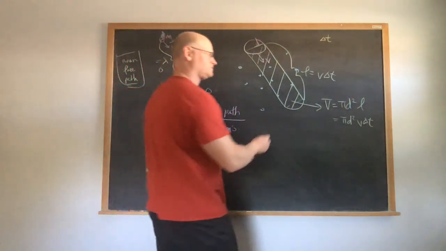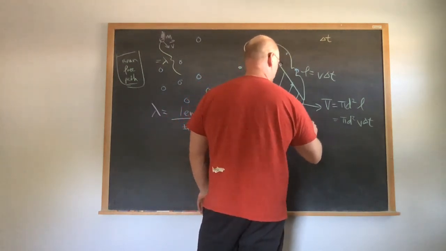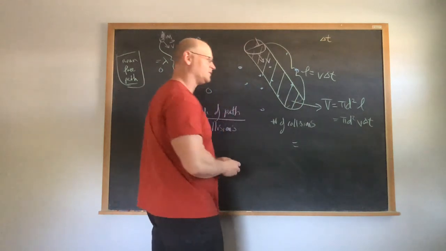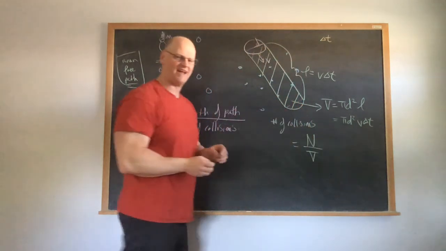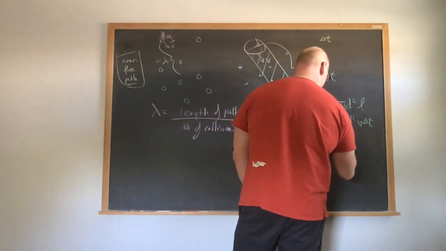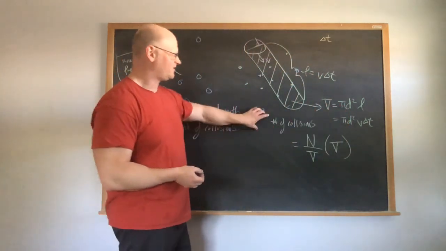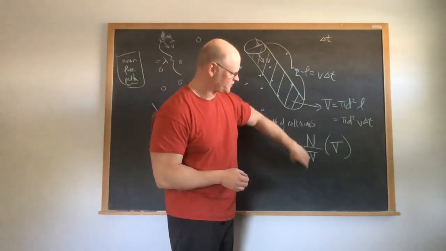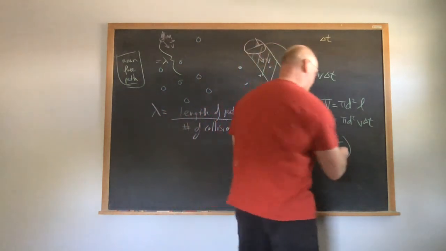Now, here we can say the number of collisions is going to be equal to the number of molecules per unit volume, so this is the density of the particles, times the volume that this thing sweeps out. So the number of collisions is the number of particles per unit volume times the volume, where this is the volume swept.